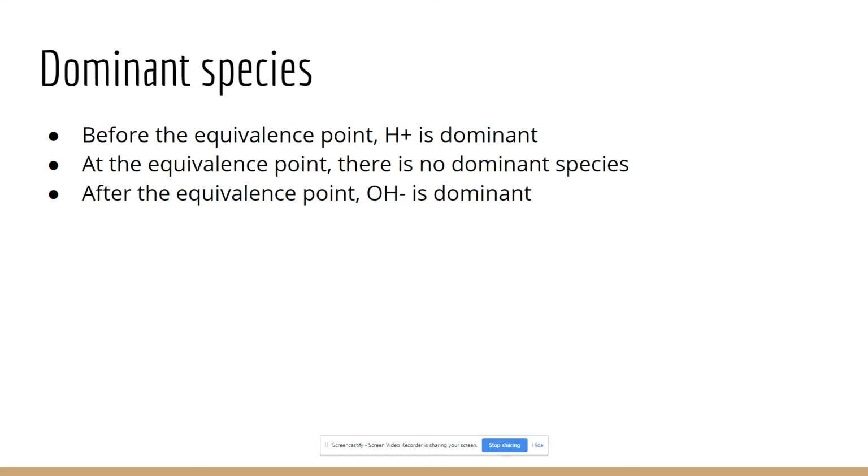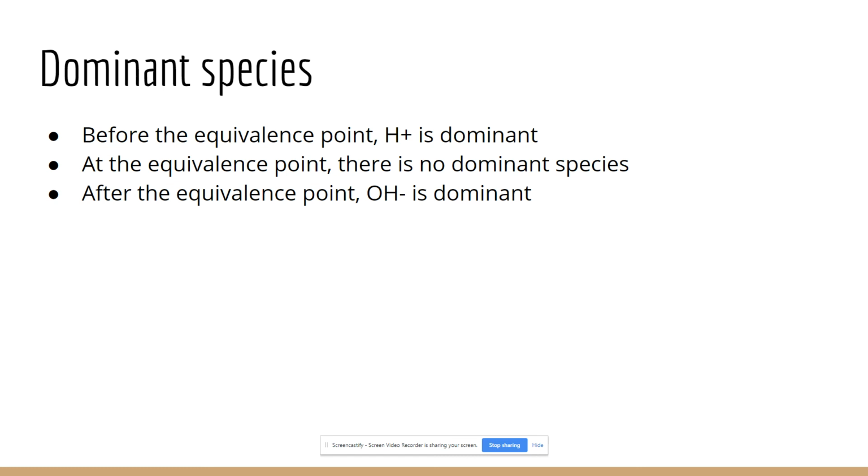So this might seem to be pretty simple or even redundant, but it's going to become a little bit more complex with the weak acids, and that's why I'm including this here. So before the equivalence point, H plus is going to be dominant, or H3O plus, however you want to call it. And when I say dominant species, I'm not including water here.